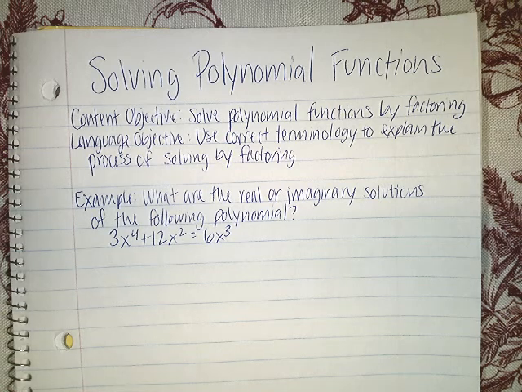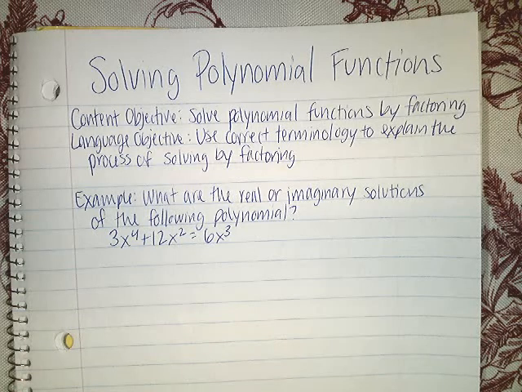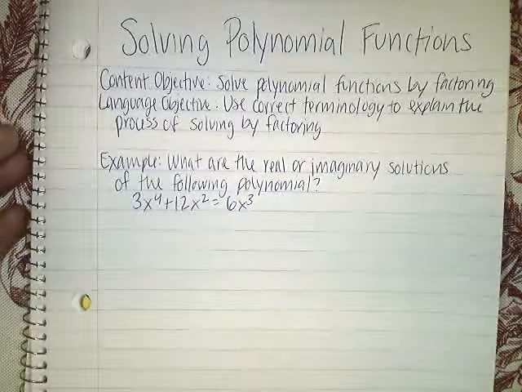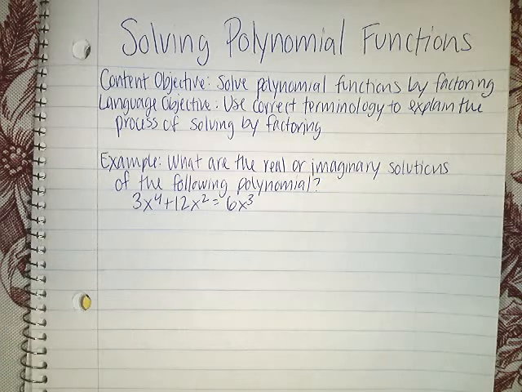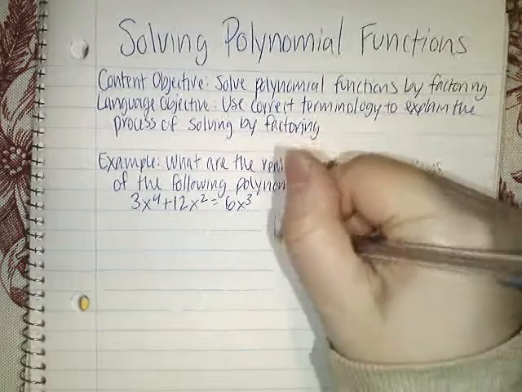All right, so today's notes are on solving polynomial functions. Our content objective is to solve polynomial functions by factoring, and our language objective is to use the correct terminology to explain that process. So our first example asks, what are the real or imaginary solutions of the following polynomial? And we have 3x to the fourth plus 12x squared equals 6x cubed. So we're going to just jump right in with this.